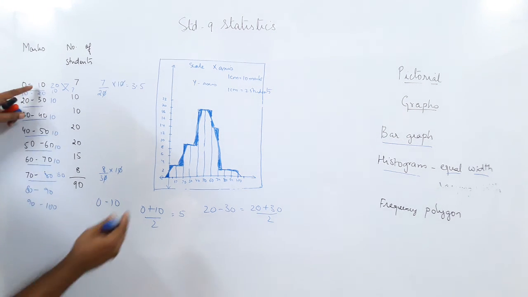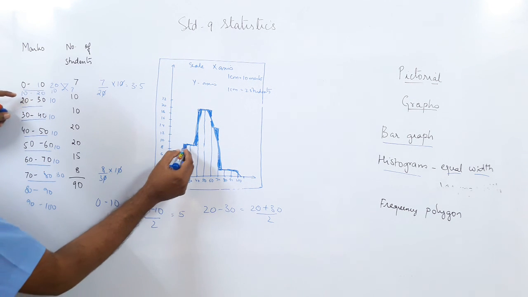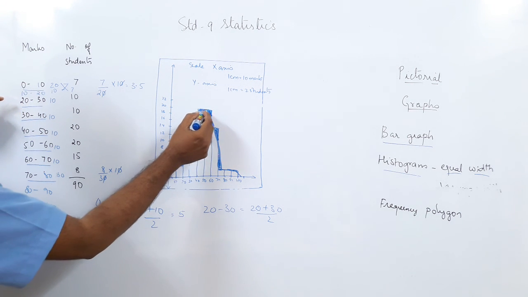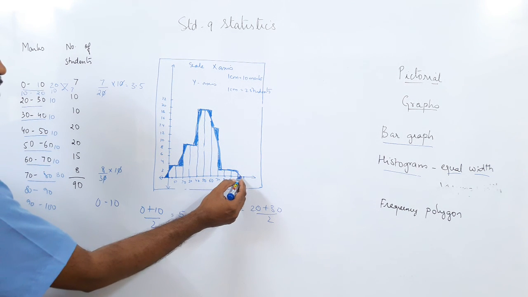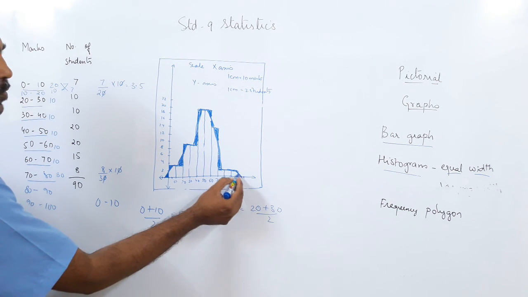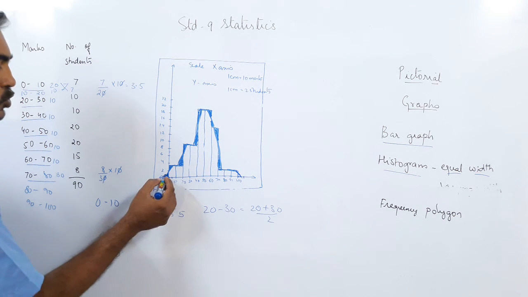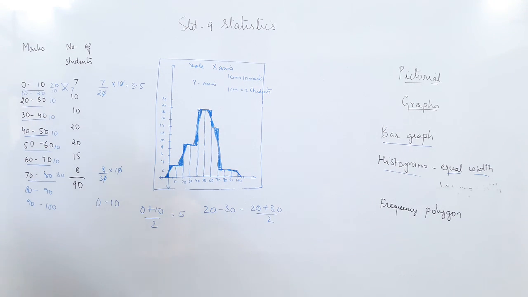So you get the midpoints: 5, 15, 25, 35, 45, 55, 65, 75, 85, 95 and 105. Why did I bring it down here? Because the curve should end. It should not be an open curve. So when I do this, I get the frequency polygon. So this is the graphical representation.